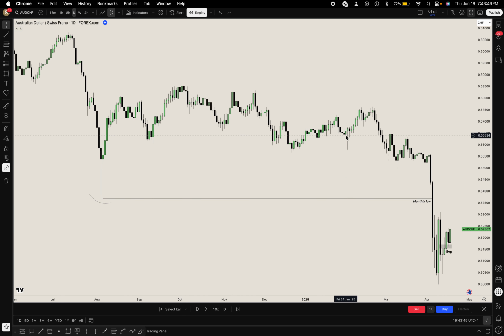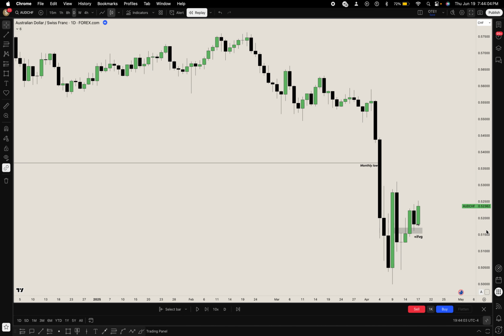First and foremost, guys, as we talked about in the bullet points, price what? What's the whole narrative? Price went below an old low. What's that old low? It's an old monthly low. This was the low of August.